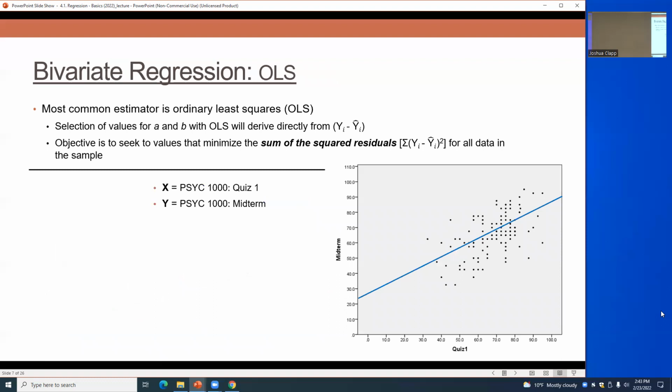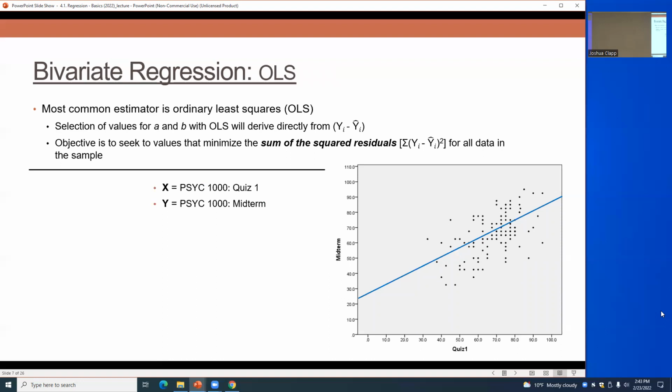Okay, so the most common estimator, at least in behavioral sciences, is going to be our ordinary least squares, OLS. Selection of my values for my intercept and my regression coefficient in a bivariate regression is going to come directly from my residual. Again, this is the value observed minus the expected value based on my model. What OLS is doing is trying to find values that are going to minimize the sum of my squared residuals for all cases that I have in my sample.